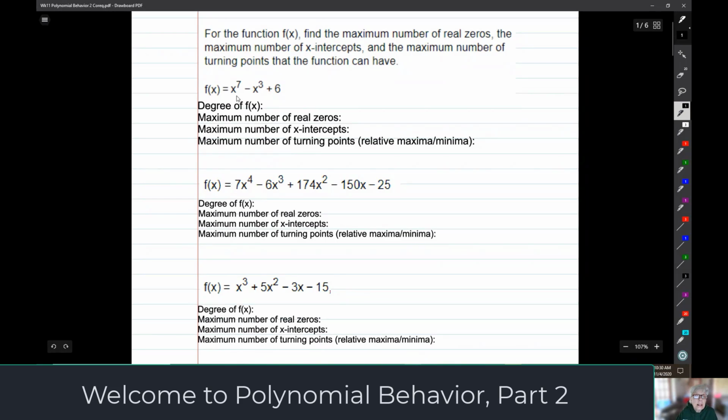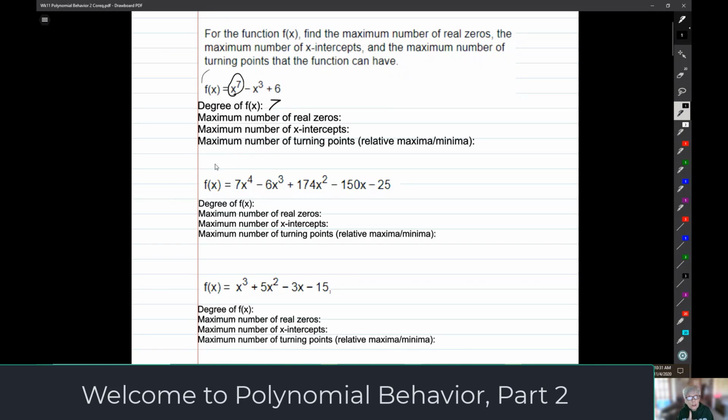We have f of x equals x to the 7th power minus x to the 3rd power plus 6. The highest degree term, the highest power term, is x to the 7th. That's the leading term. And the power of the leading term is 7. The exponent is 7. So the degree of the entire polynomial is 7.